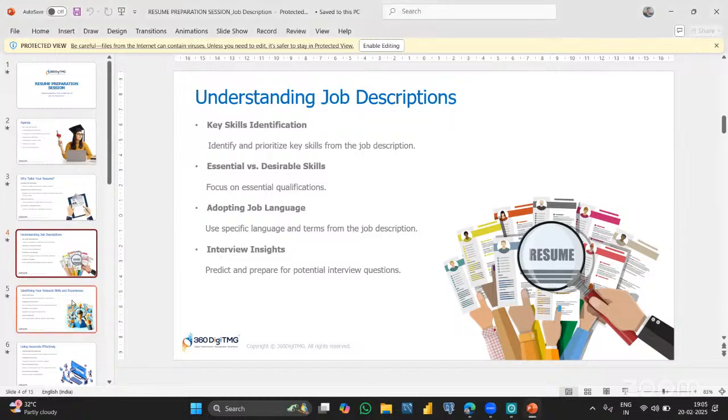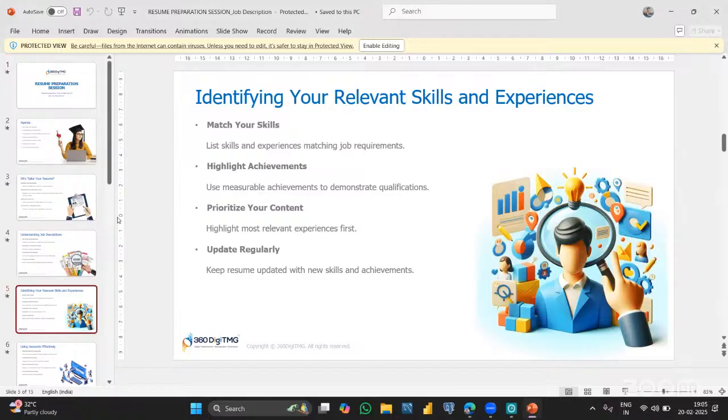Now, talking about how to identify your relevant skills and experiences. First of all, match your skills. Whenever you see a JD, list out all the skills that they are looking for. At the same time, list out all those skills that you have.